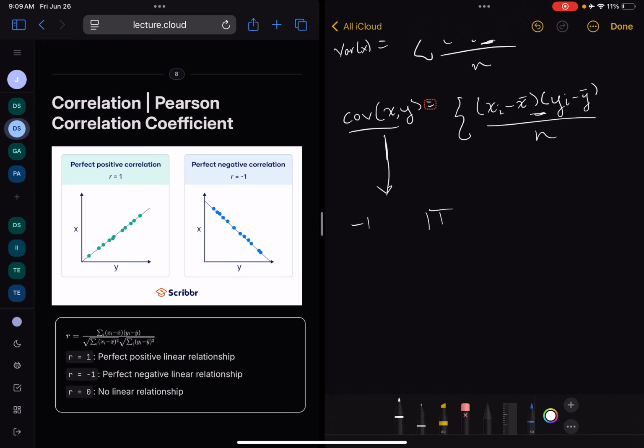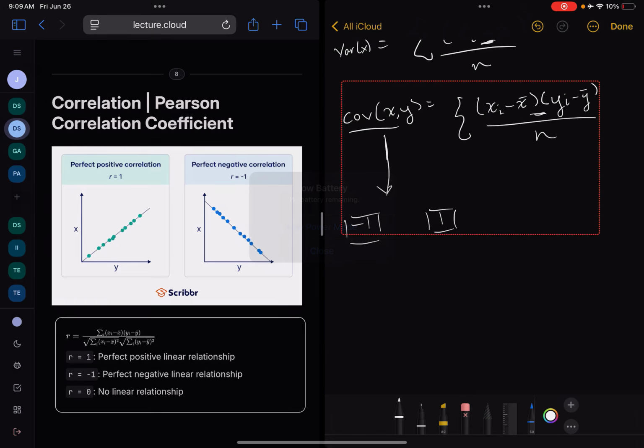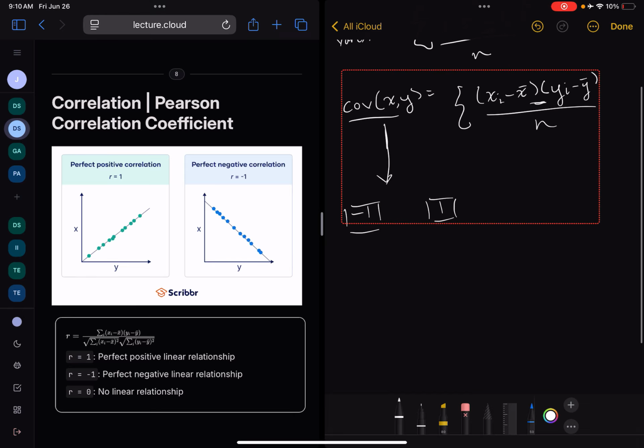A +1 gives us a perfect positive linear relationship. That's the example over on the left where if y is always increasing, x is also always increasing. Alternatively, we can get a -1 Pearson's correlation coefficient, in which case this is saying when y is increasing, x is always decreasing. I don't know why they chose to show the y variable on the x-axis over there, but I hope that makes sense.